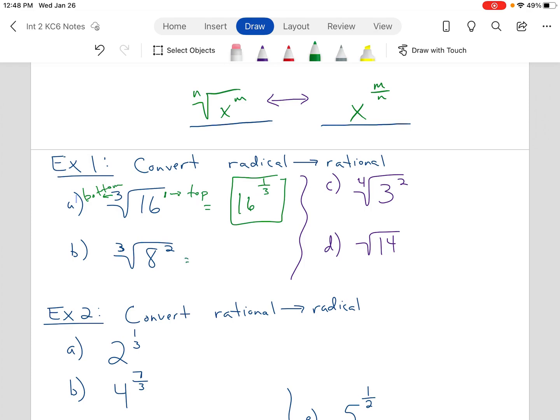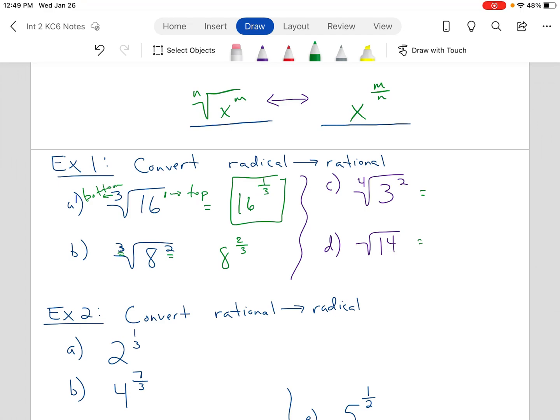Okay, next one. I have 2 and 3. So I have 8 to the 2/3 power, since my exponent is 2 and the index is 3. Okay, and we're just going to go ahead and try these next two. Pause the video and try C and D, please.